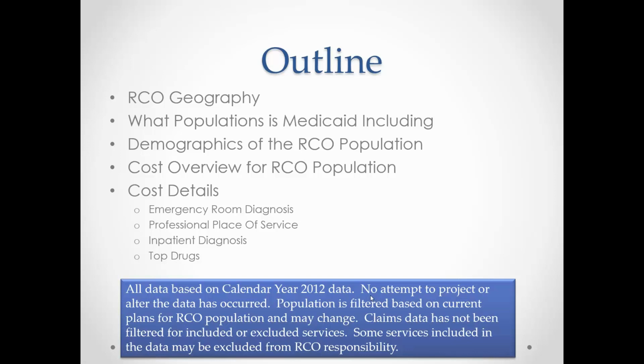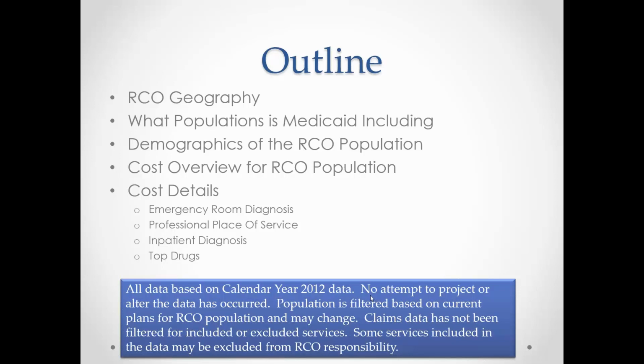So, I'll give you an overview of our outline for today. We're going to first talk about the geography, just to make sure everyone understands the areas of the RCOs, then go into what populations are being included in the regional care organizations, the demographics of those, and then a pretty high-level cost overview of the regional care organizations by some of those demographic groups. And then we were requested to provide some cost details around emergency room, professional, inpatient, and pharmacy utilization.